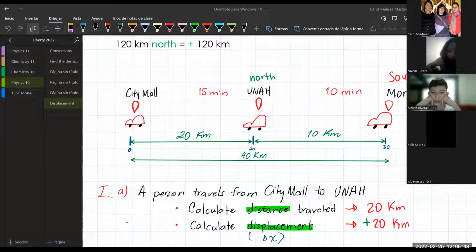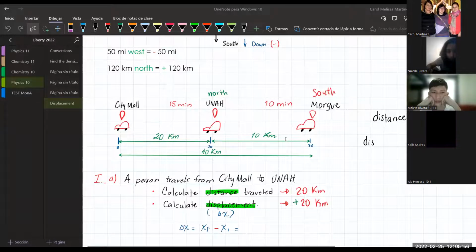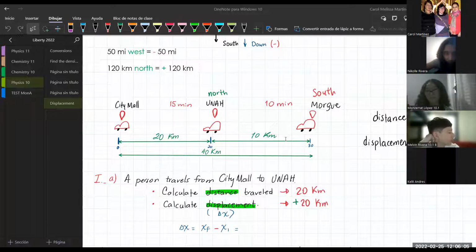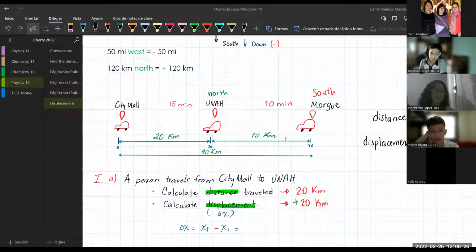10 kilometers, okay? And if I talk to you about displacement, is that displacement going to be positive or negative? Negative. So with this, I want you guys to see the idea of distance. Distance refers just to a number, while displacement is going to take into consideration the direction that the object is moving, okay?